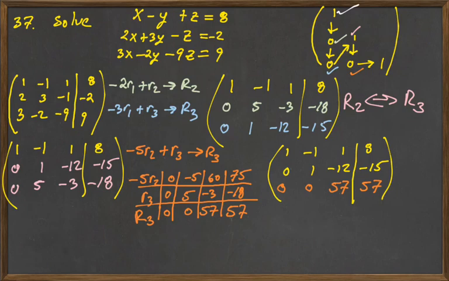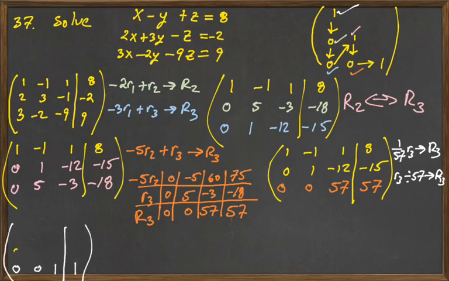The last thing we need to do is make this a 1. So we're going to divide row 3 by 57. So 1 over 57 row 3 to replace row 3. Row 3 divided by 57 replaces row 3: 0, 0, 1, 1. Then write down the rest of the matrix. And then we're ready to do some back substitution.